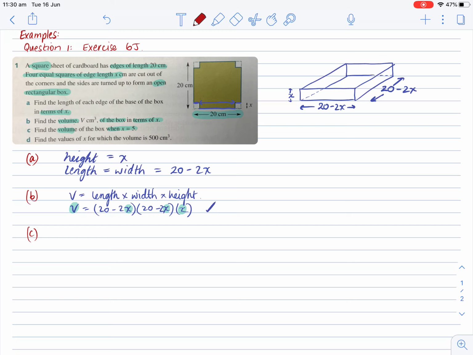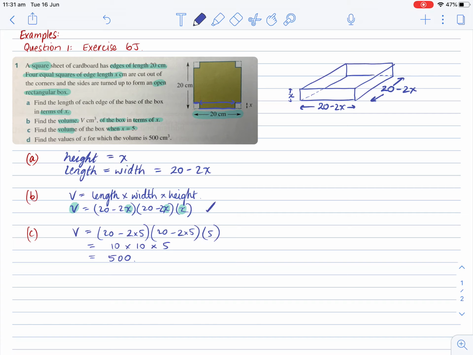It's as simple as substituting x equals 5 into this equation. And it's always important to show your workings, so I'm going to put the volume equals 20 minus 2 times 5, times 20 minus 2 times 5, times 5, which gives me 10 times 10 times 5, which equals 500. Perfect.